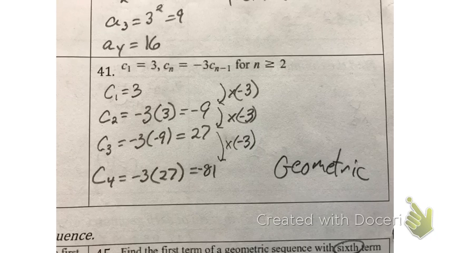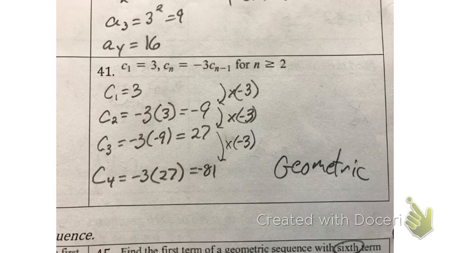We are given our first term, c sub 1 equals 3, so I write c sub 1 equals 3. This says the term I want equals negative 3 times the term before it. So it's just negative 3 times 3, which is negative 9. Negative 3 times that negative 9 equals 27. And finally, negative 3 times 27 equals my negative 81.